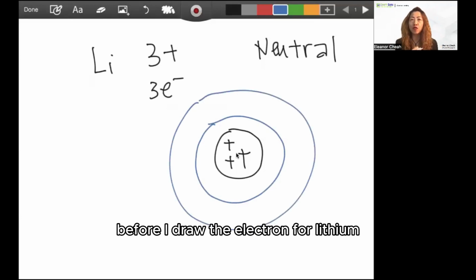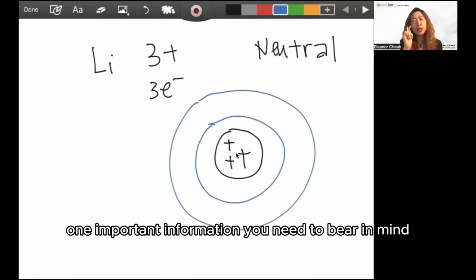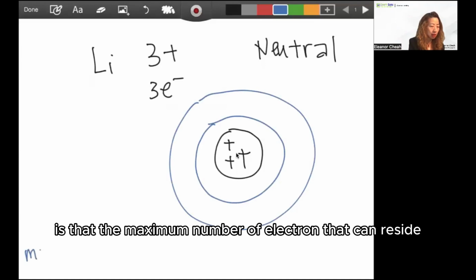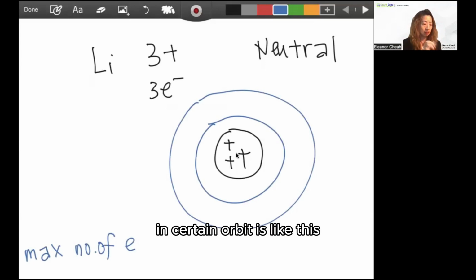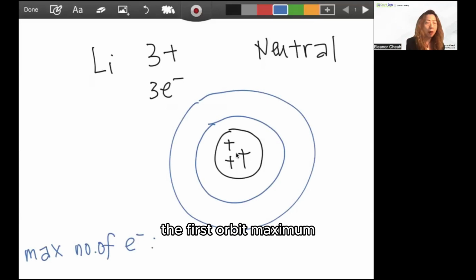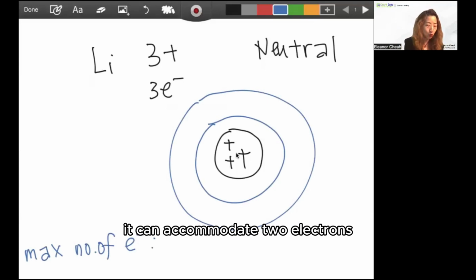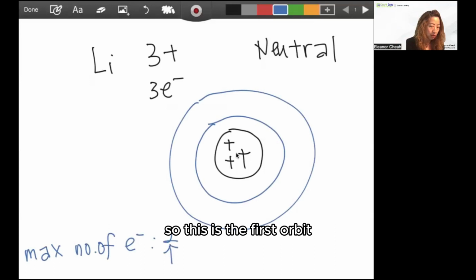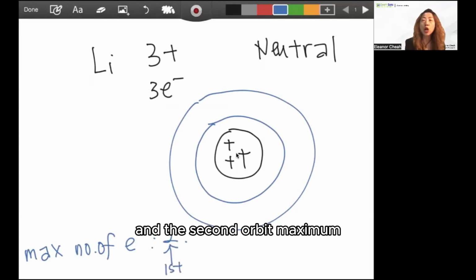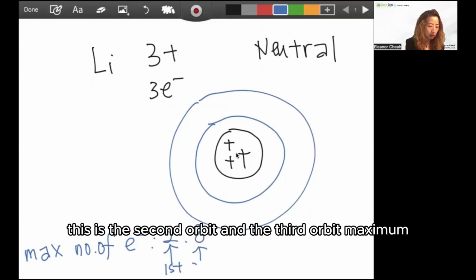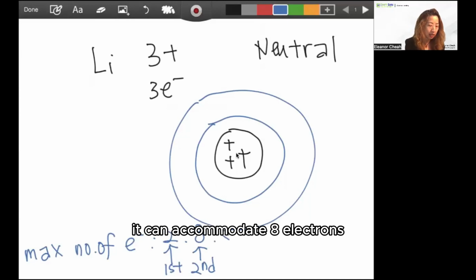Before I draw the electrons for lithium, one important piece of information you need to bear in mind is the maximum number of electrons that can reside in a certain orbit. The first orbit, maximum, it can accommodate 2 electrons. So this is the first orbit. The second orbit, maximum, it can accommodate 8 electrons. This is the second orbit. And the third orbit, maximum, it can accommodate 8 electrons.